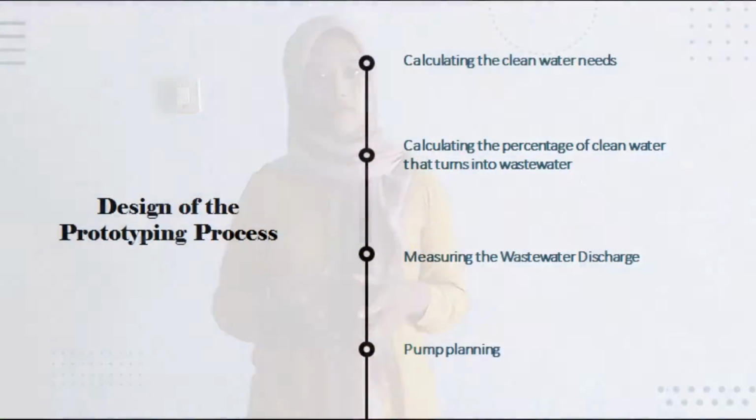Based on the 2004 Indonesian Hospital Sanitation Manual, the need for clean water for the laundry unit is 40 liters per kilogram. So, the need for clean water can be found by multiplying the operating time by the capacity of the washing machine and the need for clean water. The total need for clean water at DR.R Koesma Hospital is 23.42 cubic meters per day.